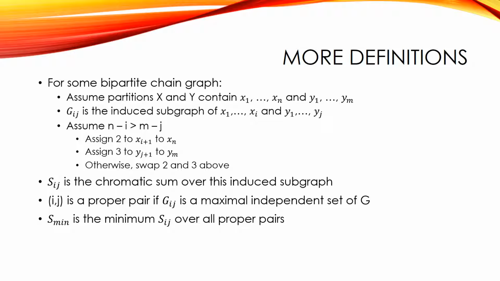Then S sub ij is simply the chromatic sum over this induced subgraph. And then for that particular value of i and j, that is a proper pair if the graph Gij, which again is the induced subgraph with those two values, is a maximal independent set of G. And then S subscript min is the minimum S subscript ij over all proper pairs. We're going to go through each of these definitions in a little more detail as we dig into the material, and we'll see some graphs, and it'll make more sense.